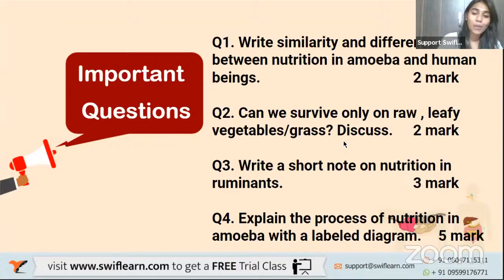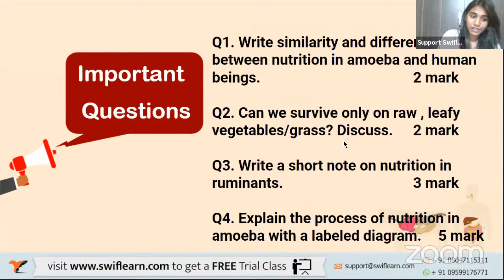Moving on to the second question, can we survive only on raw leafy vegetables and grass? So if I give you only grass to eat, will you survive? No, you cannot survive. Why? Because grass contains cellulose. Leafy vegetables contain cellulose. We don't have the ability to digest cellulose, right? So we cannot survive only on grass and vegetables.